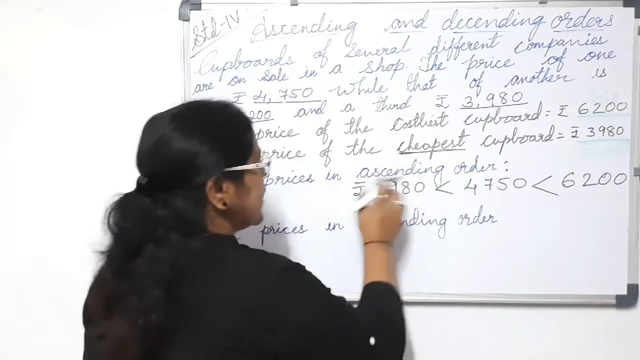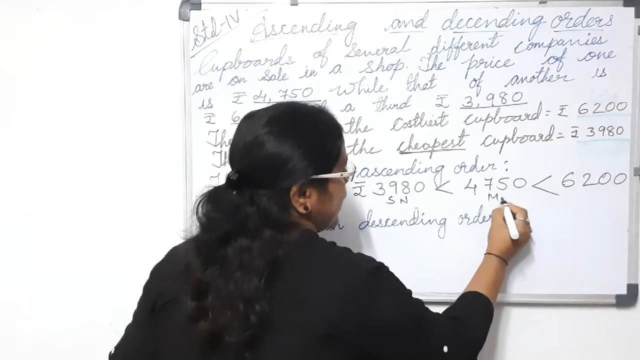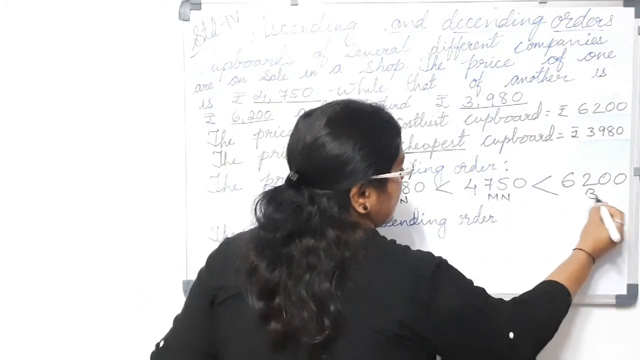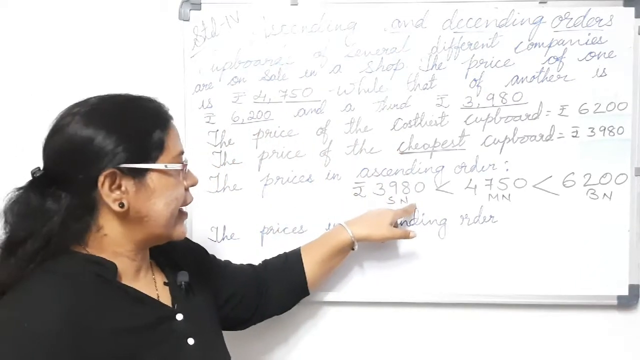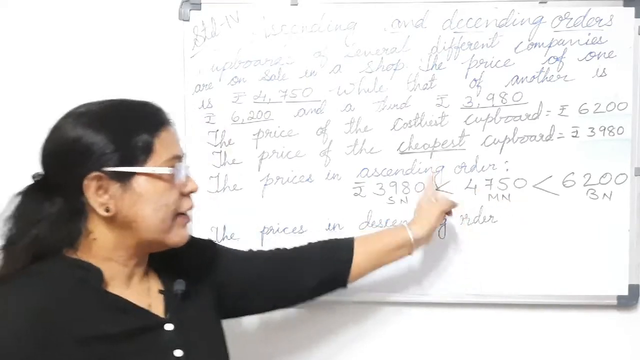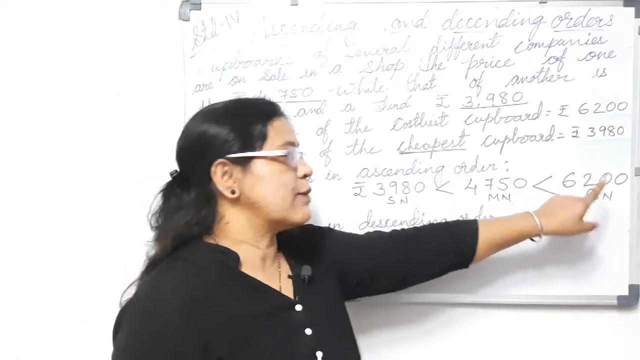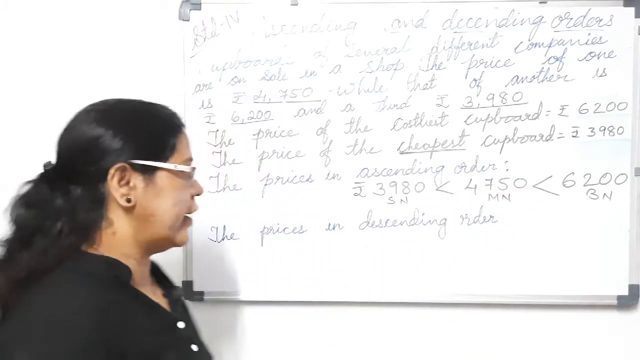Okay, so it is an ascending order. This is the small number, then this is the middle number, and this is the greatest or big number. Understood? So 3980 is smaller than 4750, and 4750 is smaller than 6200. So this is an ascending order.